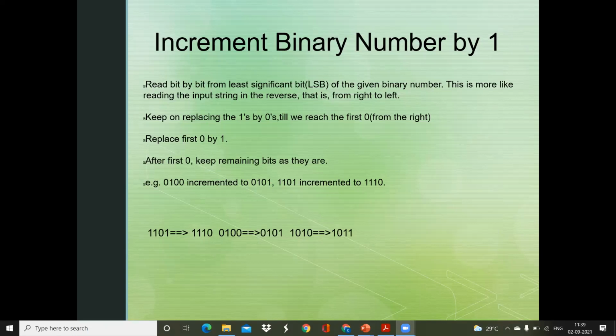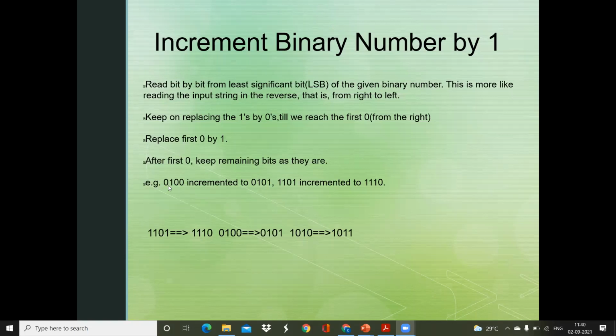From the right, you will start reading 1 digit at a time, and you will replace all the ones from the right side with 0 till you reach the first 0. You have to replace all the ones from the right side with zeros till you reach the first 0. Once you get the first 0, you replace it by 1. And later, all remaining bits will remain the same.